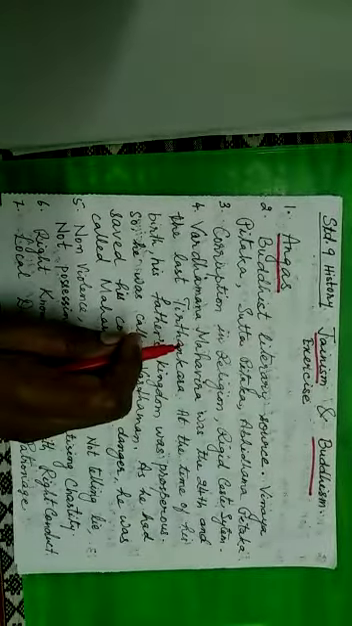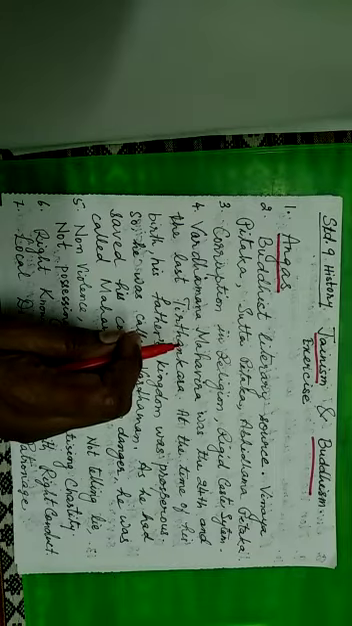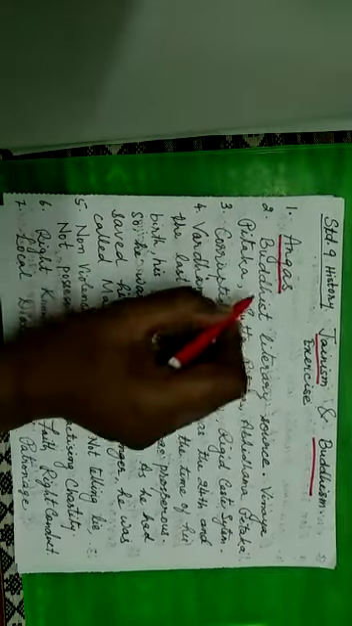The next question is, what are the Tripitakas? Name the three Tripitakas. The Tripitakas are the Buddhist literary sources, and three of them are the Vinaya Pitaka, the Sutta Pitaka and the Abhidhamma Pitaka.